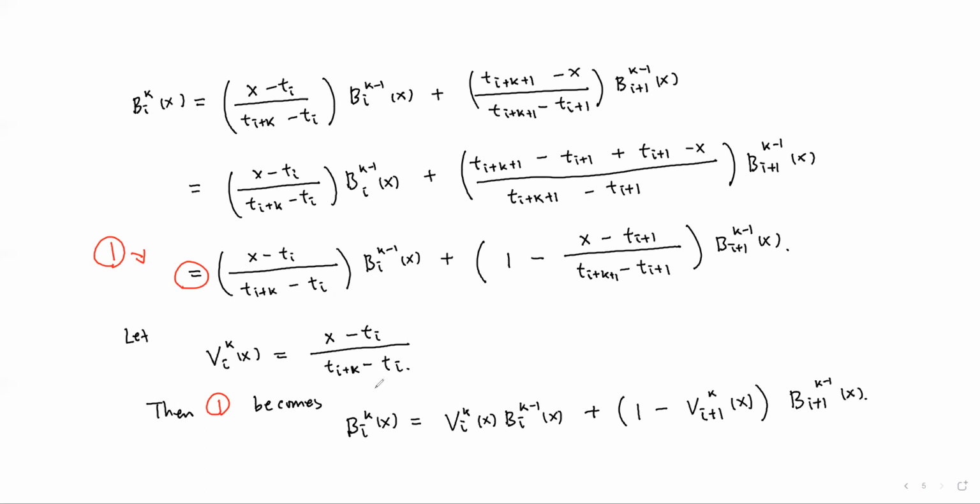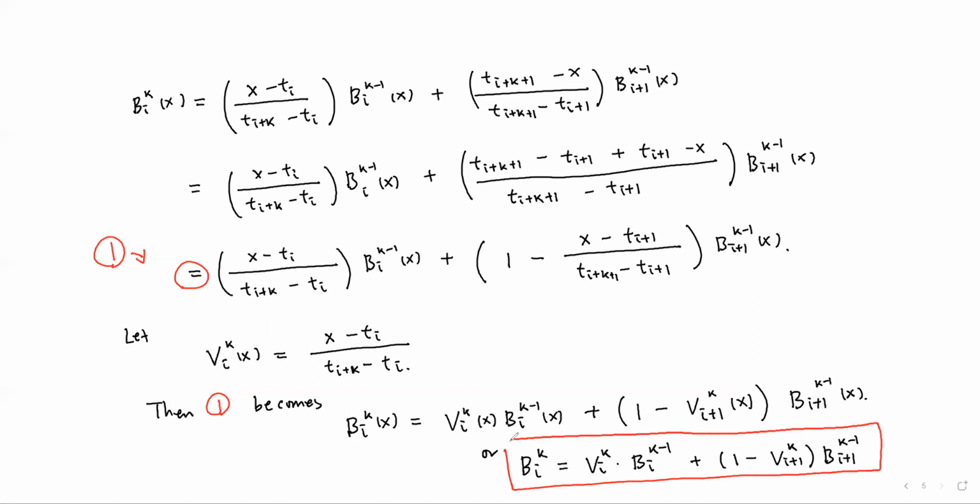B_i,k. Or we can drop x, just simply write this equation as B_i,k is equal to V_i,k times B_i,k minus 1, then plus 1 minus V_i plus 1,k times B_i plus 1,k minus 1. This is the definition of B-spline of degree k.